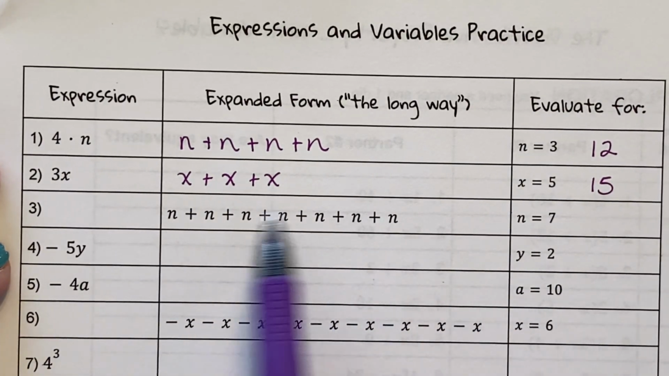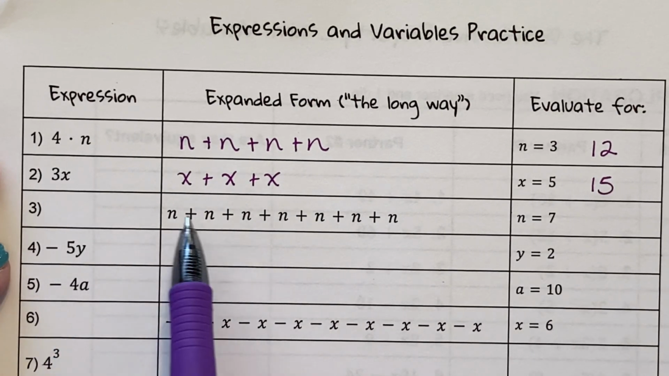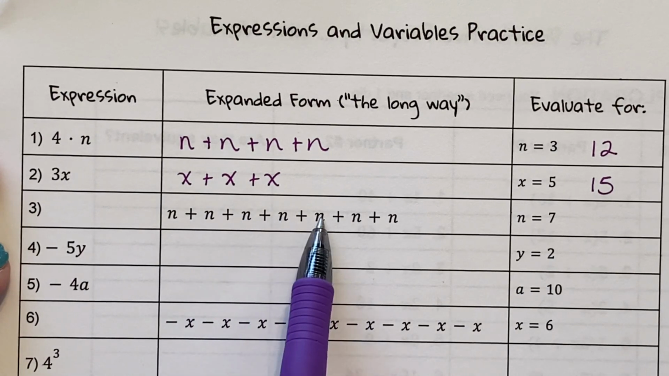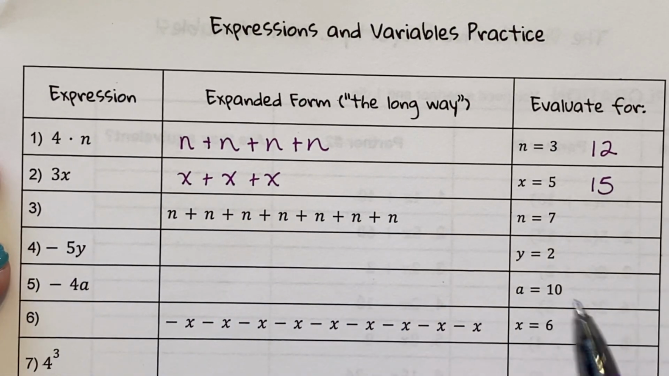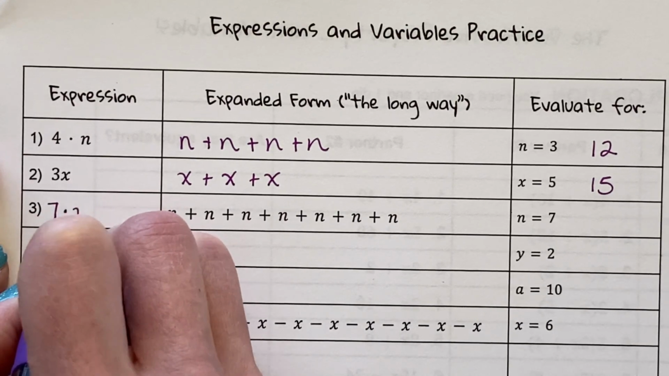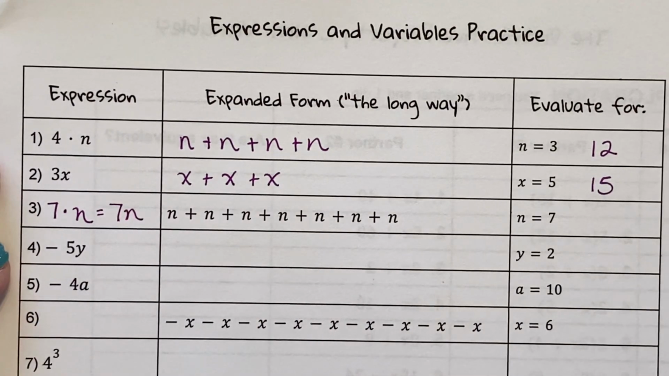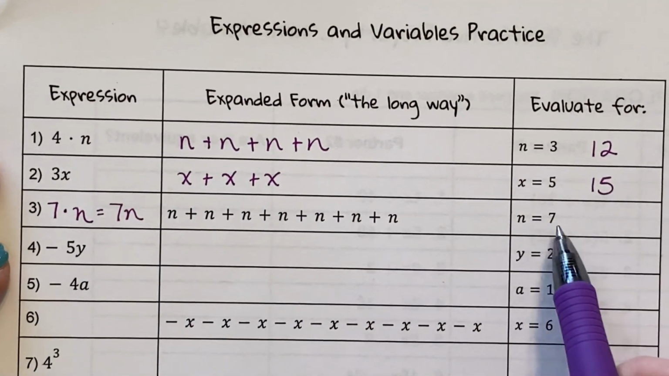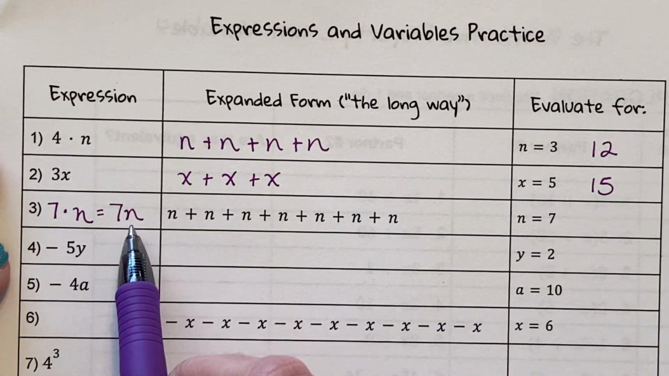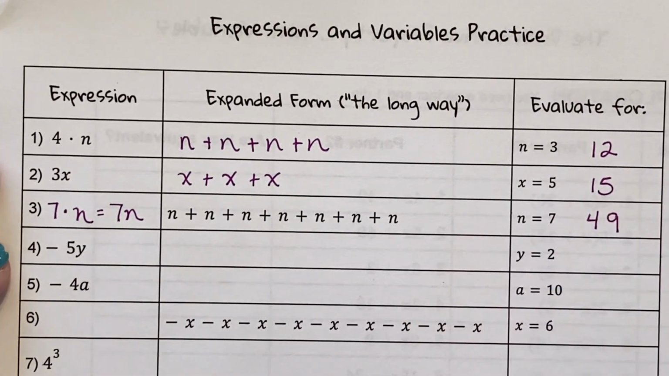Let's go backwards. I have the expanded form. What would it be as an algebraic expression? Well, I have n plus n plus n plus n. I have, let's see, 1, 2, 3, 4, 5, 6, 7 copies of n. That would be 7 copies of n, or I could just write 7n like that. Either way are the same. Evaluate it for when n is 7. 7 times 7, or 7 plus 7 plus 7 plus 7, and so on, is 49.